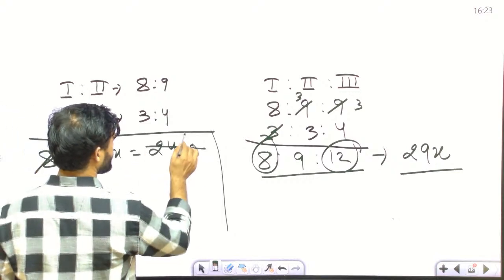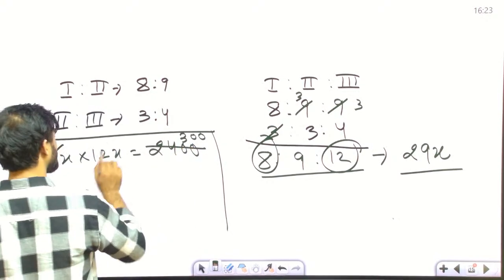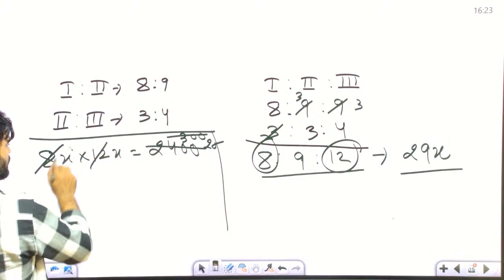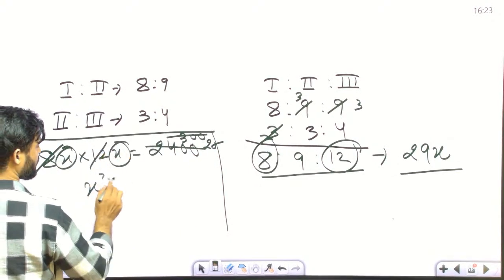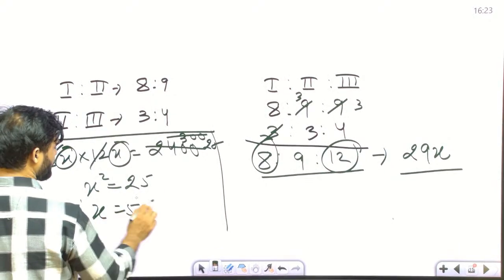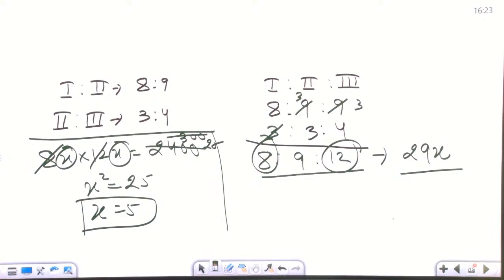8 into 25 into 12 is 300. So this is x and x. X square equals 25. The value of x is 5, because 25 is the perfect square of 5.